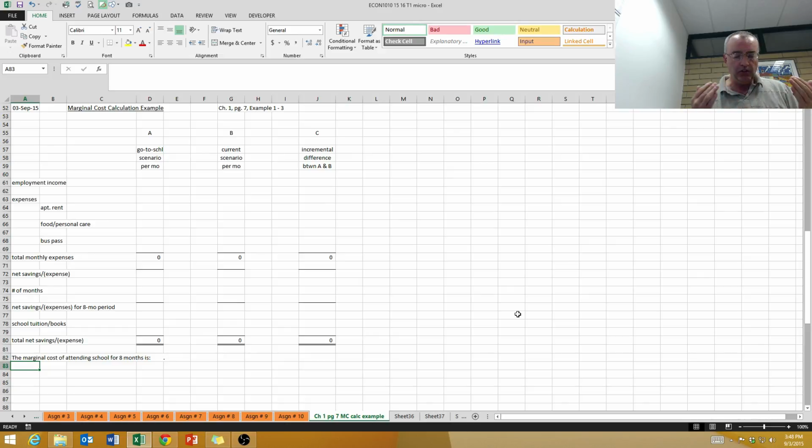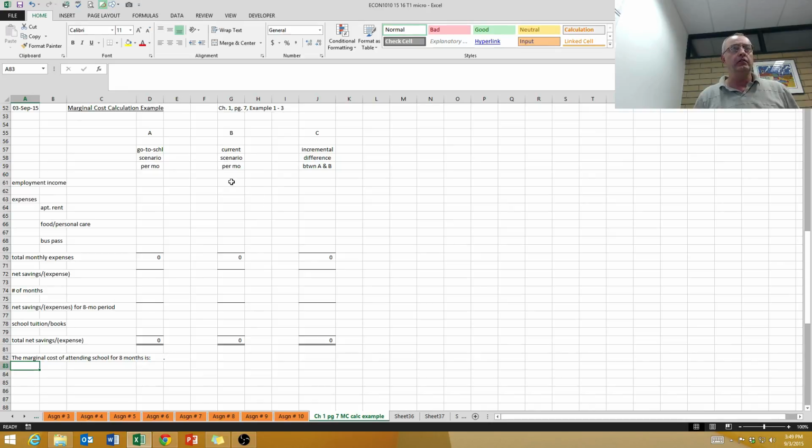I would suggest that you take a crack at this yourself and then compare it against my calculation here. We have a lady by the name of Jane who is currently working, and she's making $2,000 a month. I'm going to presume that that's after-tax income as opposed to pre-tax. And she's considering going to school for an 8-month period. So she wants to calculate her incremental cost, her marginal cost of going to school versus continuing to work.